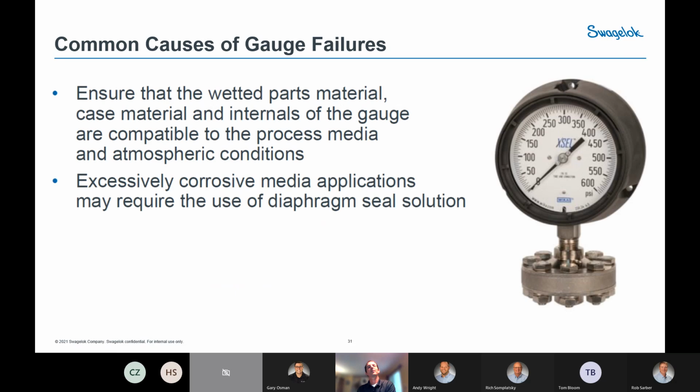So corrosion solutions: you want to ensure that the wetted parts material, the case material, and the internals of the gauge are compatible to your system media and the atmospheric conditions. Excessively corrosive media applications may require the use of a diaphragm seal, and that's what you see on the picture here. The diaphragm seal is going to isolate the gauge components from your system fluid.